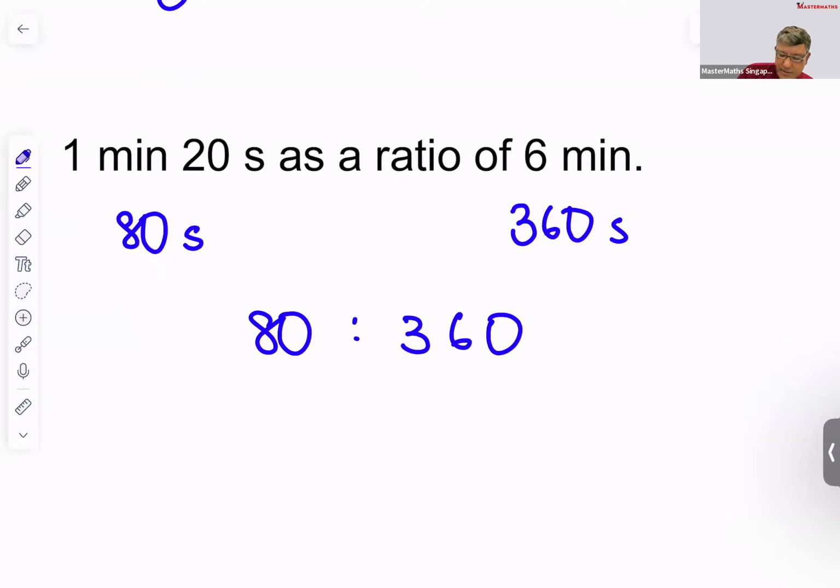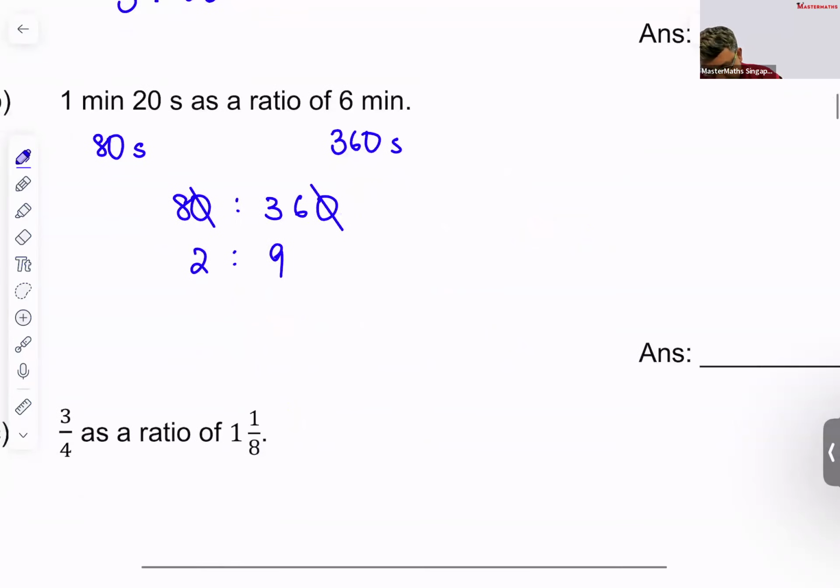What do we do first, Leora? First thing. Before we learn this already. First thing, what do we do? Cancel the zero. Sharp. So I'm now with 8 and 36. 8 and 36 can divide by 4. So 8 divided by 4 is 2, 36 divided by 4 is 9. So this is my answer.